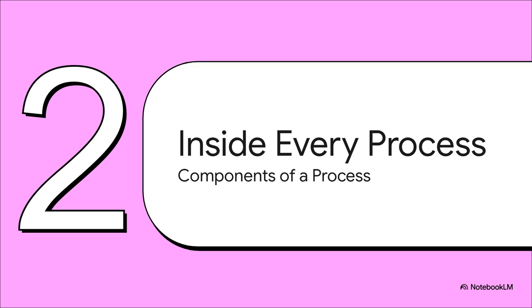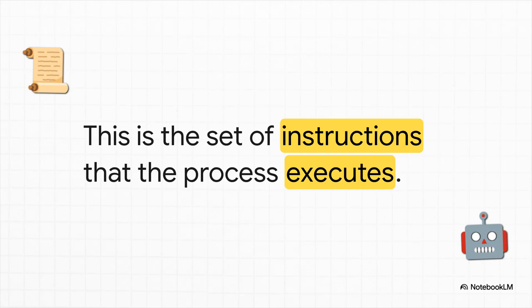Every single process has a few key parts that our chef needs to keep things straight. First up, you've got the program code. This is just the recipe itself. You know, the list of step-by-step instructions. Step 1, grab the user's mouse click. Step 2, play the music file. It's the playbook that tells the chef exactly what to do.